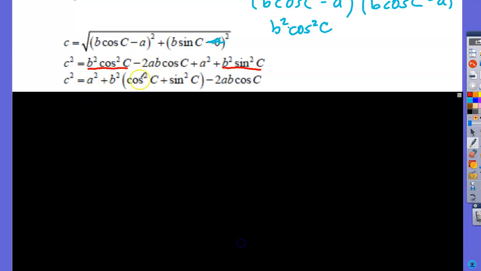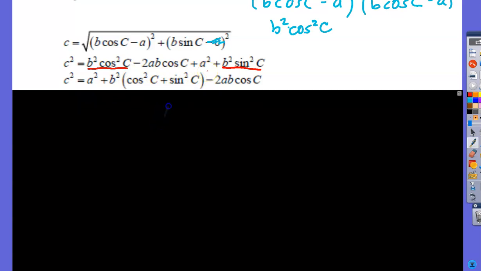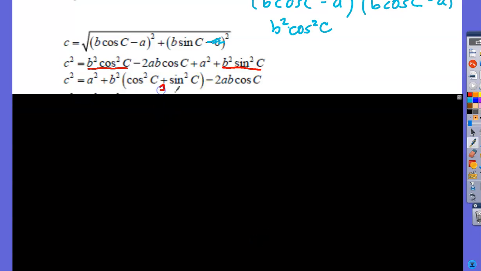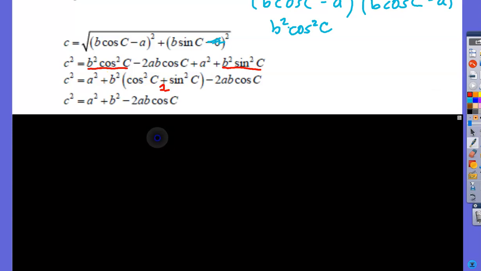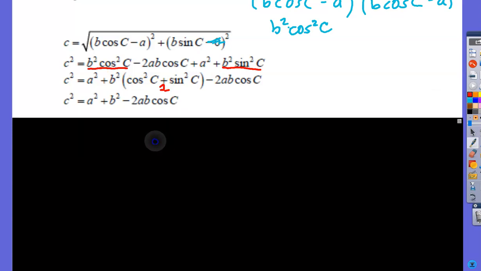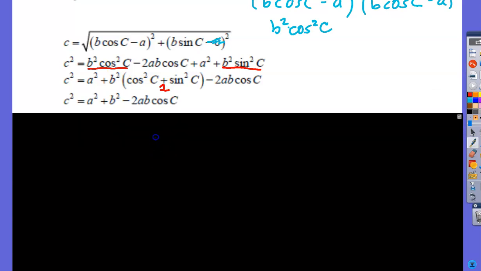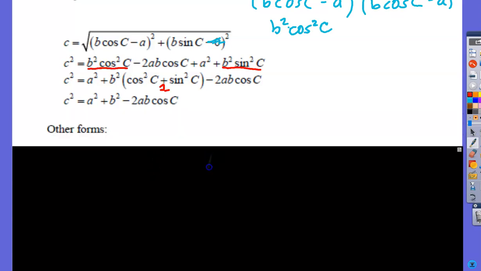So you guys should know from our studies in the last unit, if you have the cos squared of something plus the sine squared of something, we're familiar with that. That is a unit circle value. Cos squared plus sine squared always equals 1, the radius squared. So that's replaceable with a 1, which means 1 times b squared would just be b squared. So then we get this. This is the law of cosines relationship, but we can use it for any of the sides. So let's check out what this means.